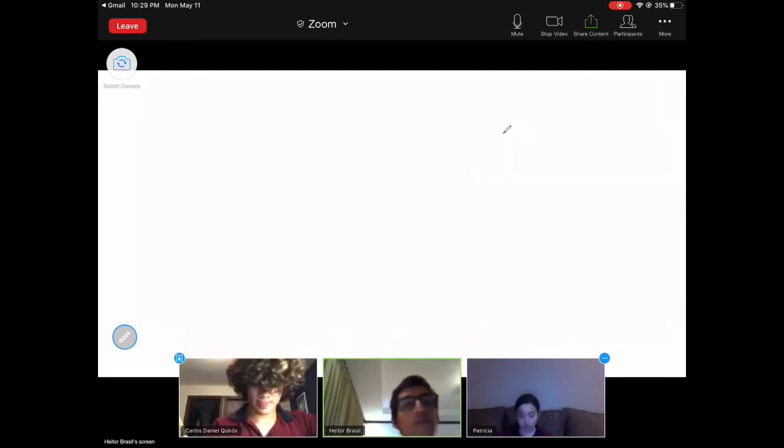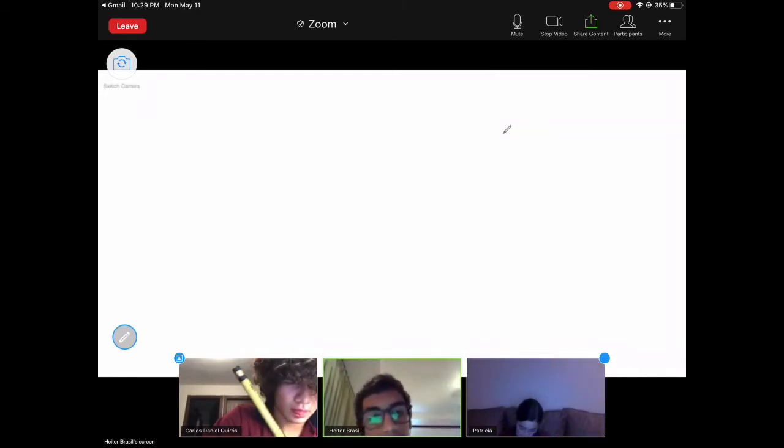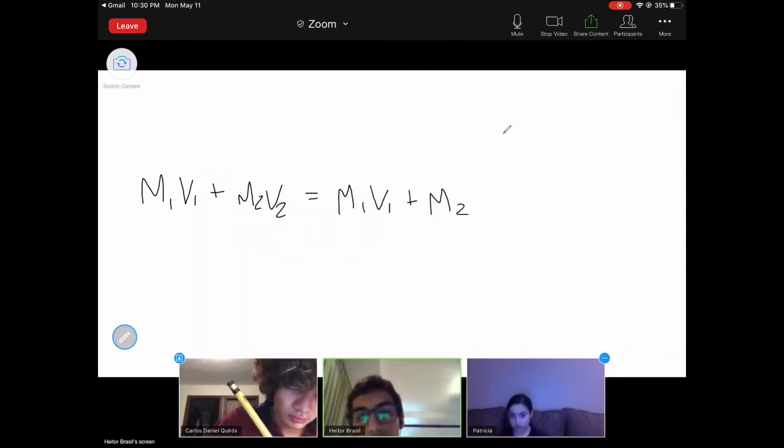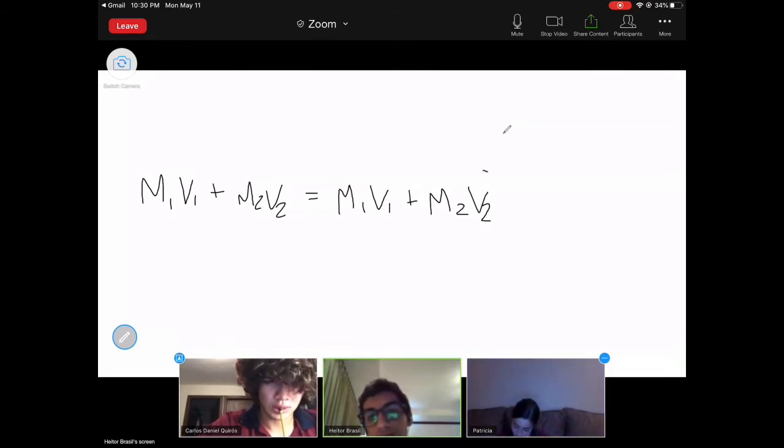So what we're going to do first is write down our formula, that is the law of conservation of momentum. That formula basically says that M1 V1 plus M2 V2 equals M1 V1 plus M2 V2. And we're going to take into consideration that both these velocities on the left are initial and both these velocities on the right are final. And so the thing that we're looking for here is Vf2, so this one right here.